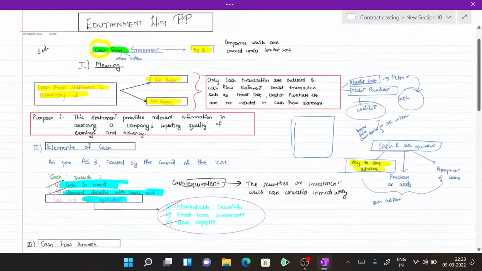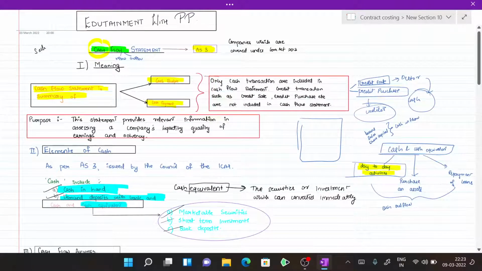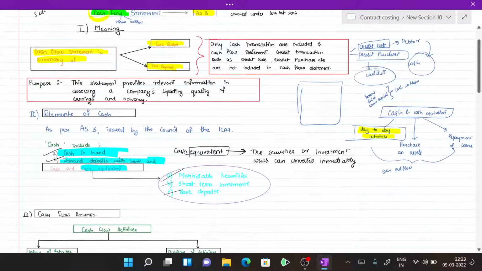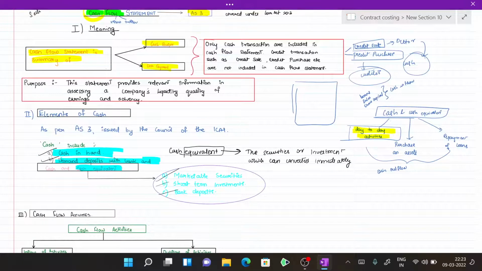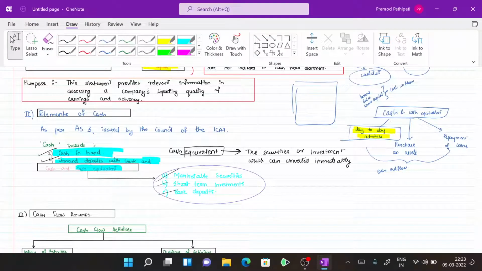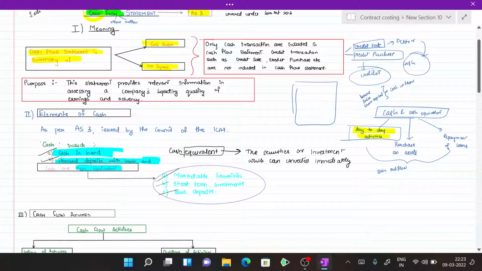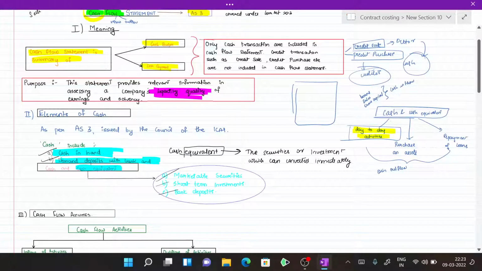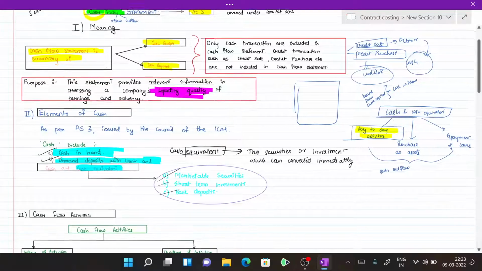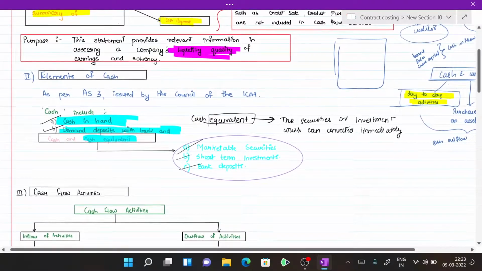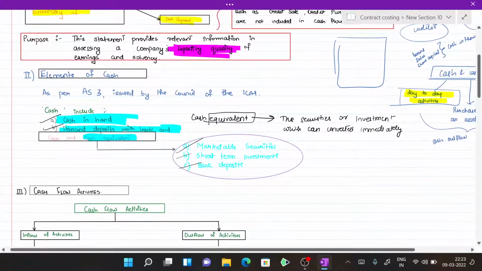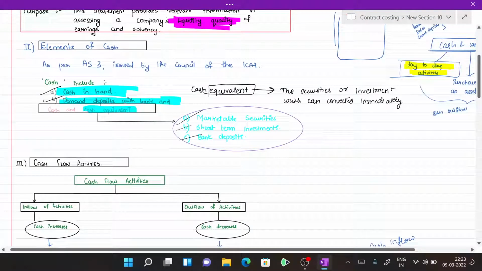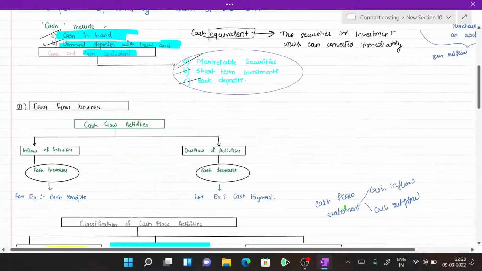Meaning, it is simply the summary of the cash receipts and payments. Only cash transactions will be included in the cash flow statement. Then the purpose, we actually forgot to discuss the purpose. Purpose is to know the liquidity of the company, how liquid the company is. Then the elements of cash are simple cash in hand, cash at bank. Then it also includes the marketable securities, short term investment and bank deposits.